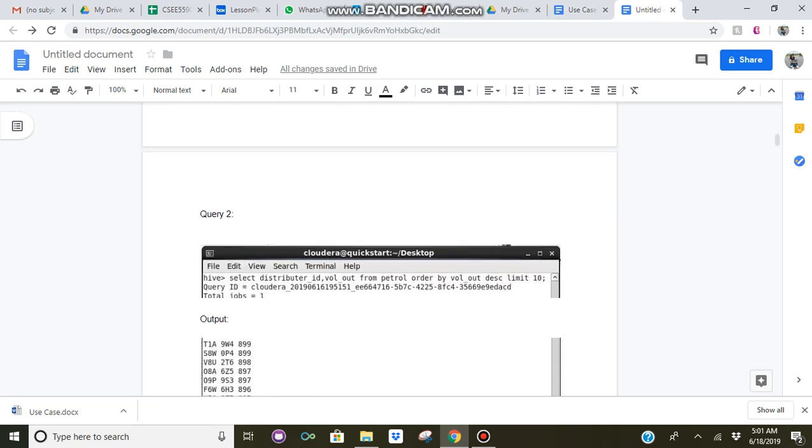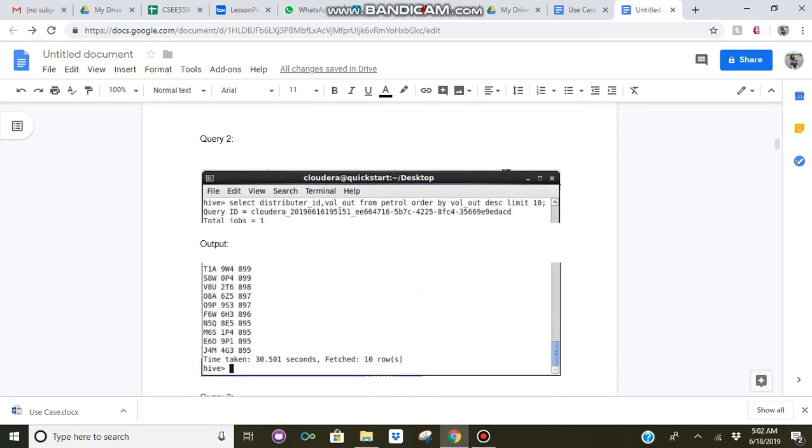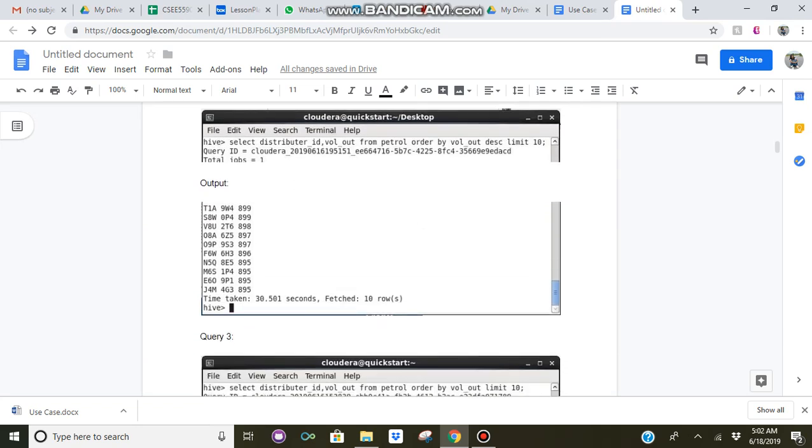And the second query is about finding the top 10 distributors for selling petrol and the amount of petrol sold individually. So first we are selecting the distributor ID and the volume from the petrol dataset, and we are using the order by clause on the volume out and setting the limit to 10. So we get the top 10 ones.